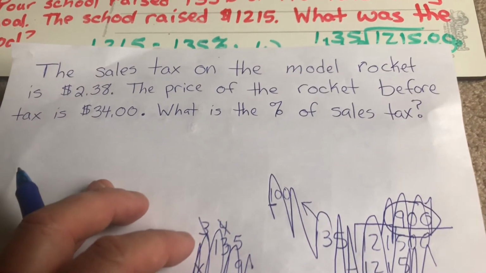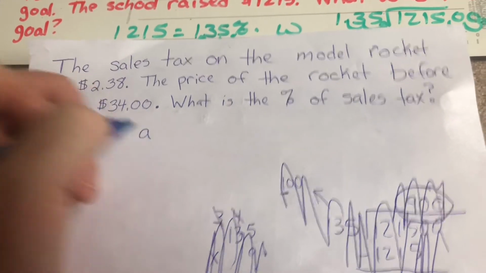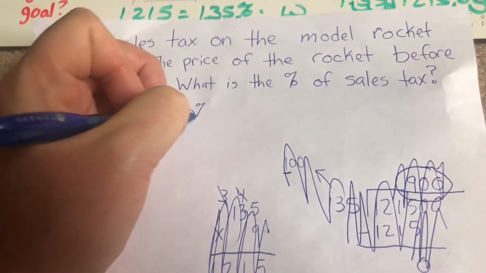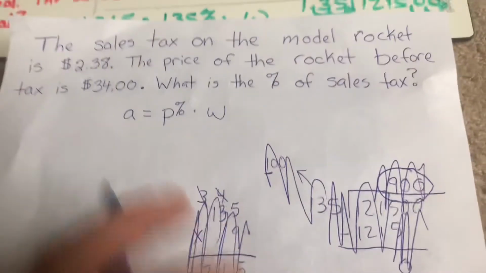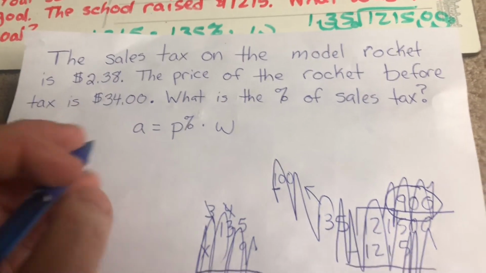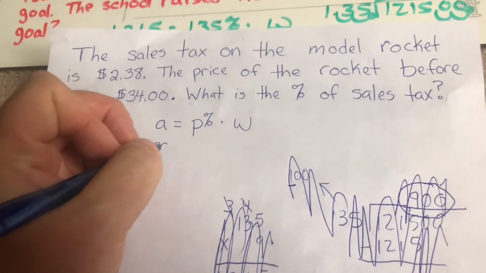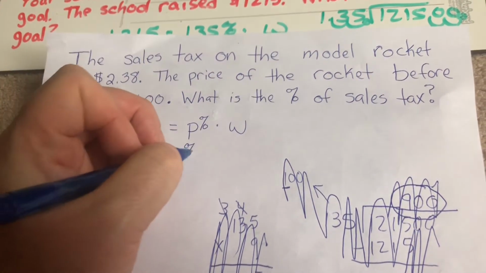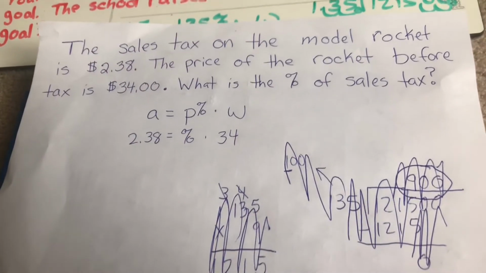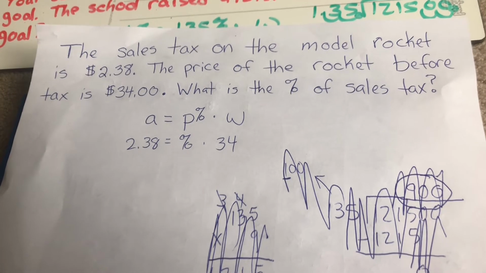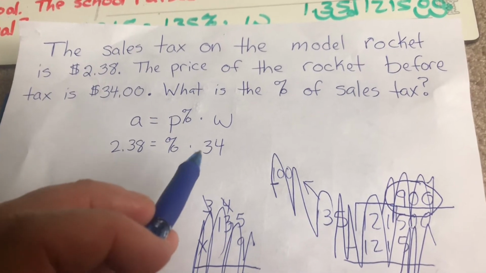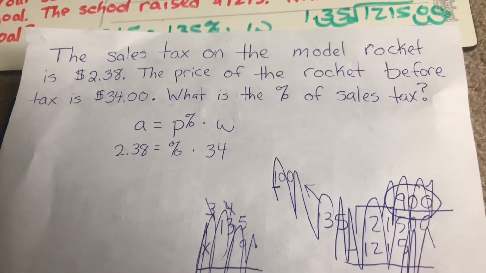So this is interesting because we haven't had one that looks like this. If I follow my percent formula, which is part of the whole, which is A, equals the percent times the whole, I've always known the percent. So this one's a little bit different. I know the part of the whole, which is $2.38. What I don't know is the percent, and I do know the whole group, which is $34. So what I'm trying to find is what percent of $34 would be $2.38.